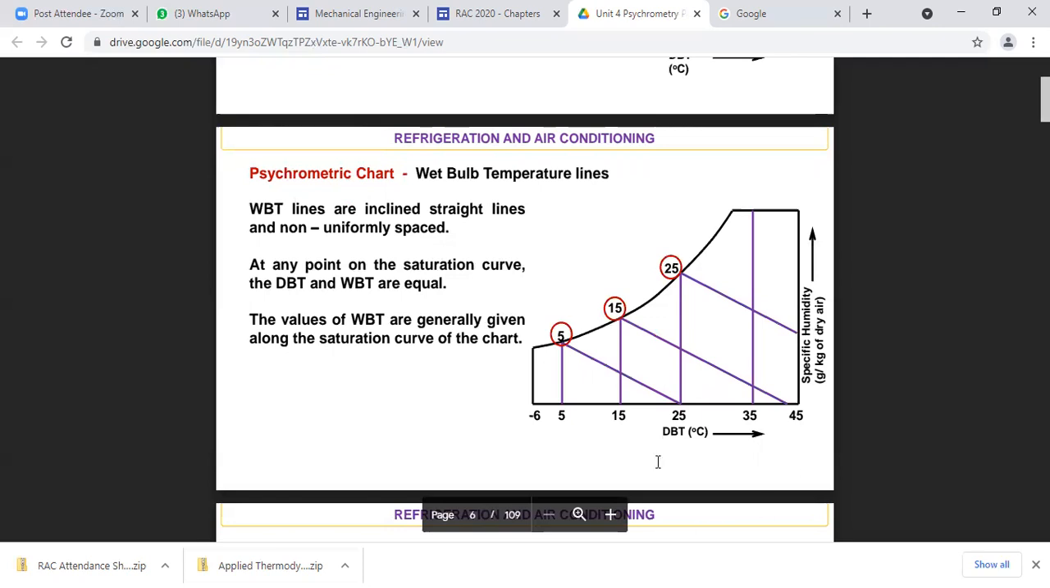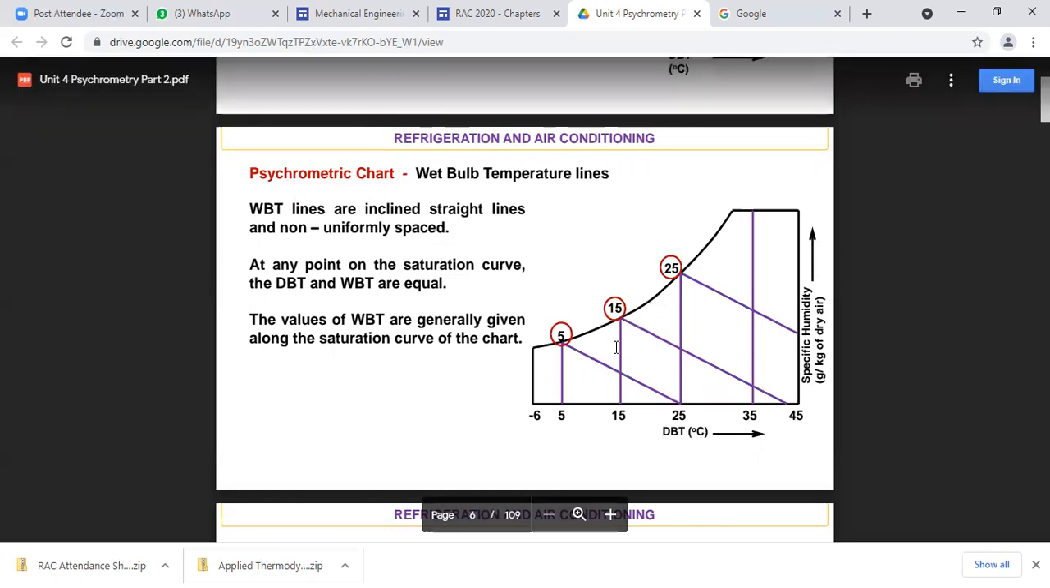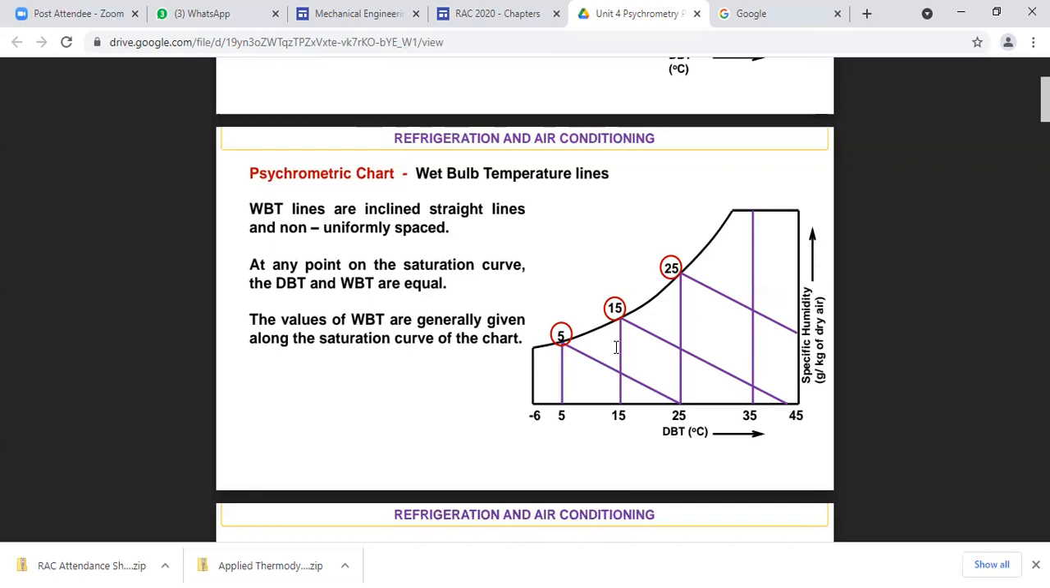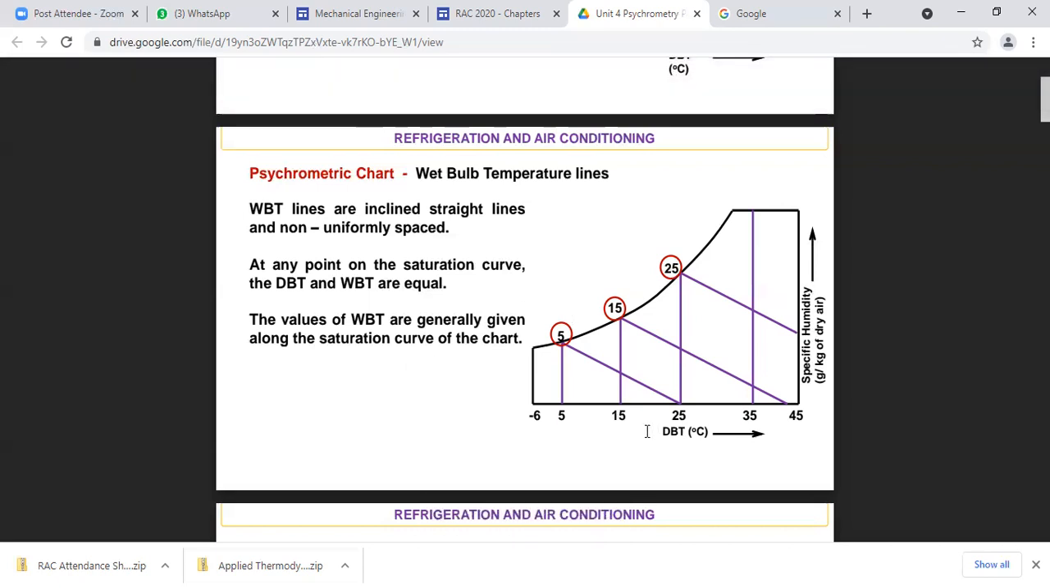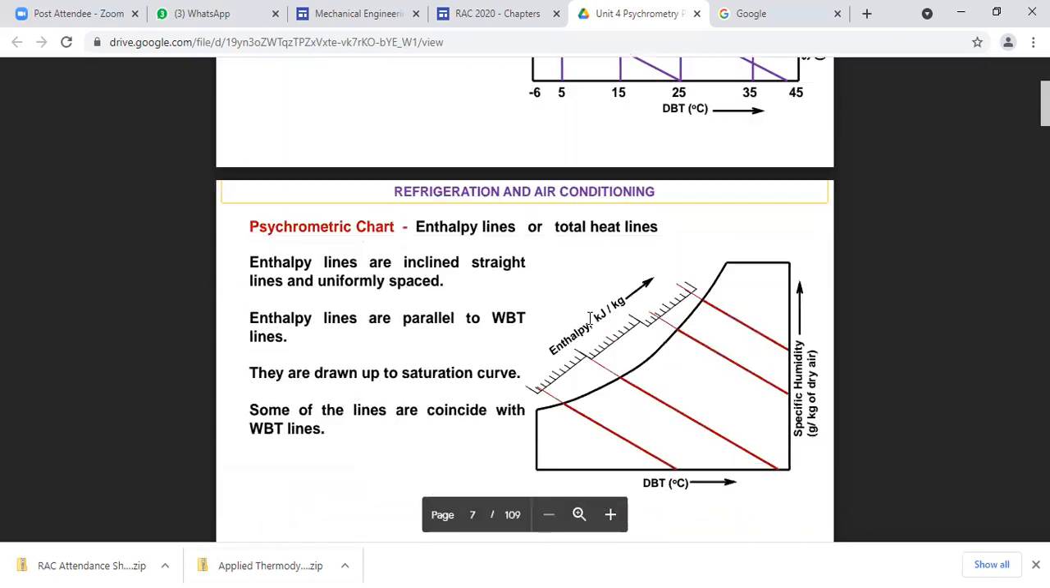If you observe here, the wet bulb temperature lines are inclined straight lines and non-uniformly spaced. At any point on the saturation curve, the dry bulb temperature and wet bulb temperature are equal, and the values of wet bulb temperature are generally given along the saturation curve. You can observe the wet bulb temperature here.